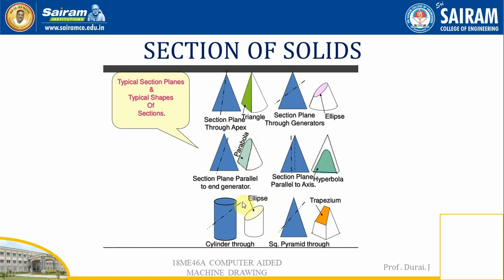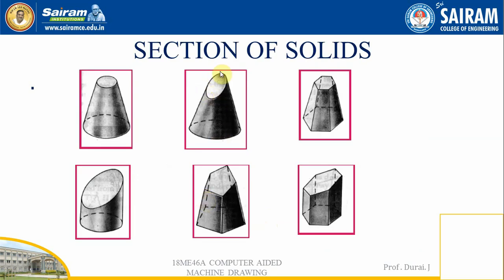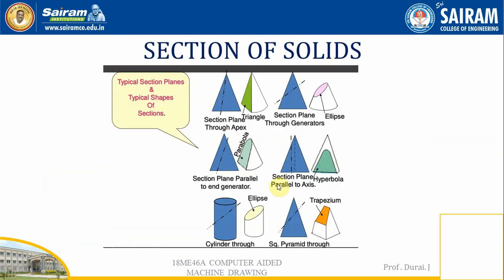So if you are getting it at an angle, it will look like an ellipse. That's what the previous drawing shows here, the ellipse. Even here it will look like an ellipse. In the square pyramid, if it is cut at a certain angle, we get a trapezium. Okay, trapezium.